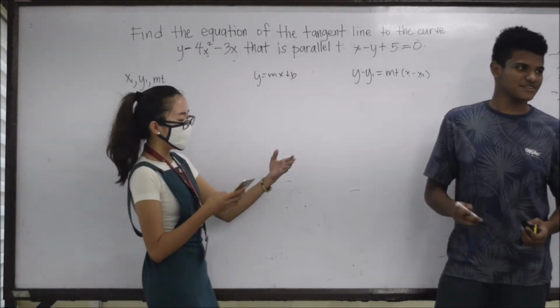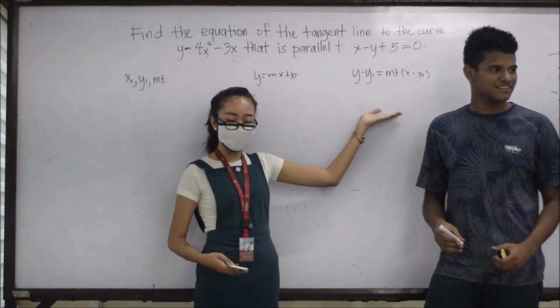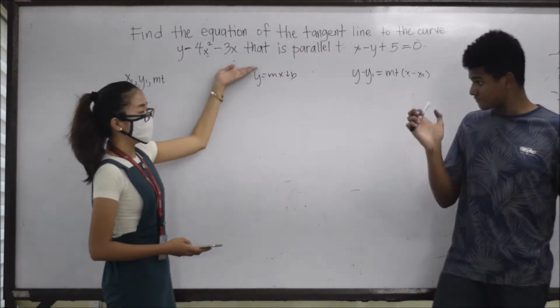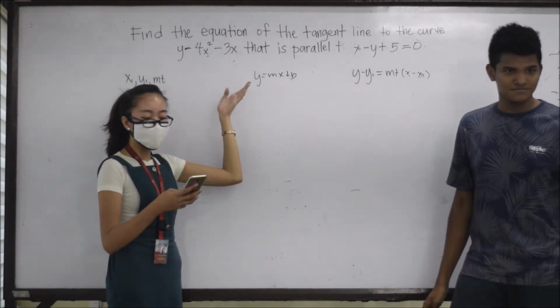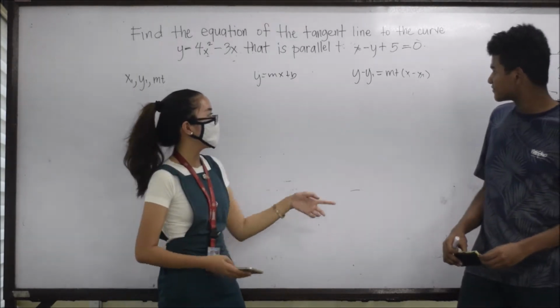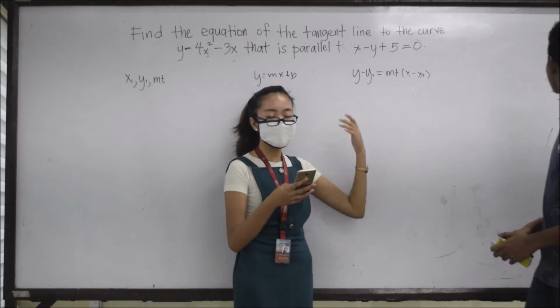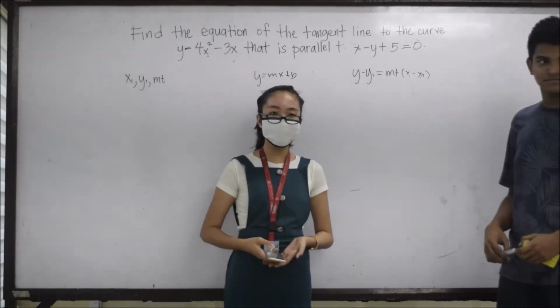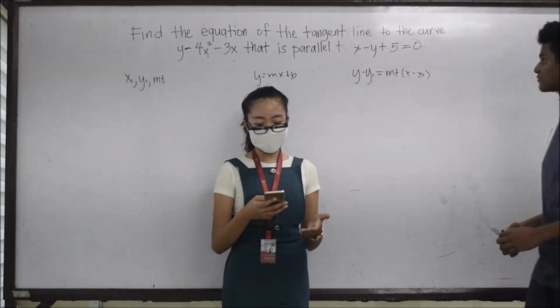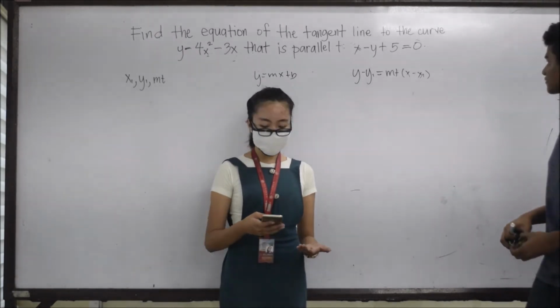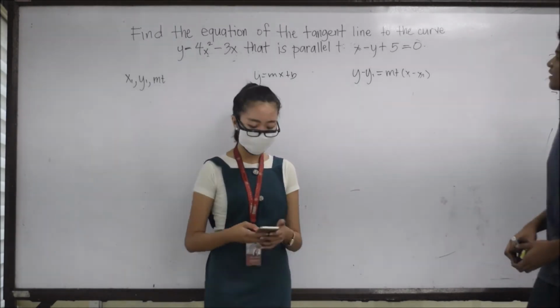So, based on this equation, what do you think are the variables that need to be solved? When observing this problem, there is no point of tangency, which are y sub 1 and x sub 1 in this formula. But the first step when finding the point of tangency is to determine the slope of the tangent line. But first, you must find the derivative of the curve.